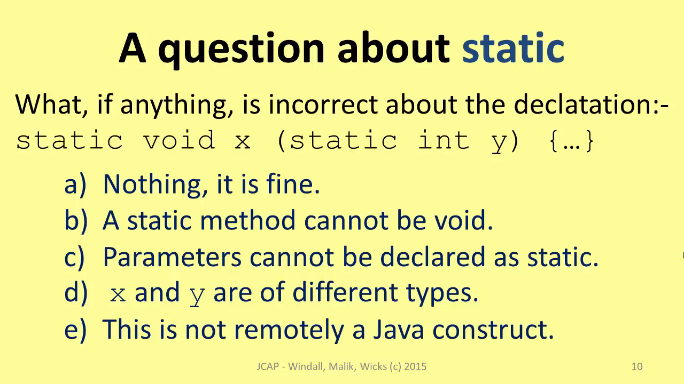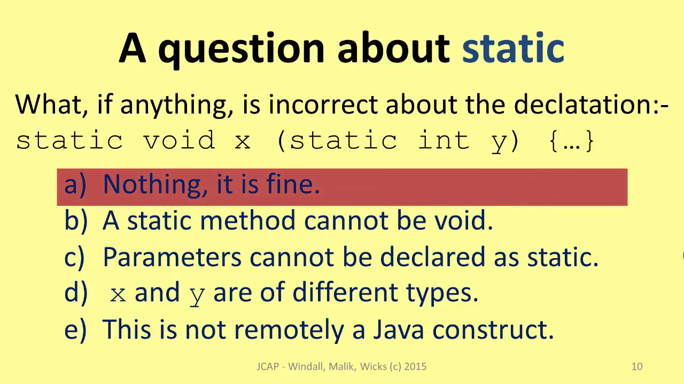Okay, ready? Let's have a go. Well, let's see if the first one is correct. No, it's not. Not everything is fine. You see, the problem is that keyword static in front of int y. You can't use that sort of thing in a parameter.